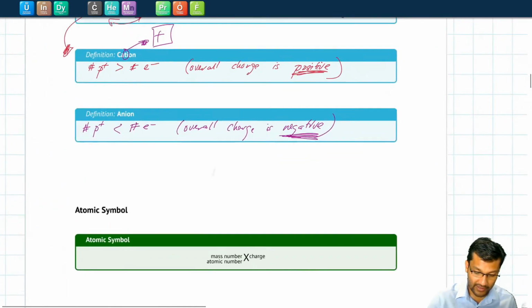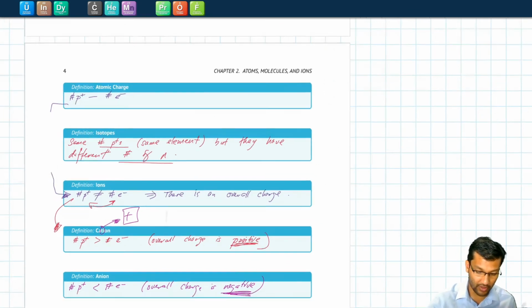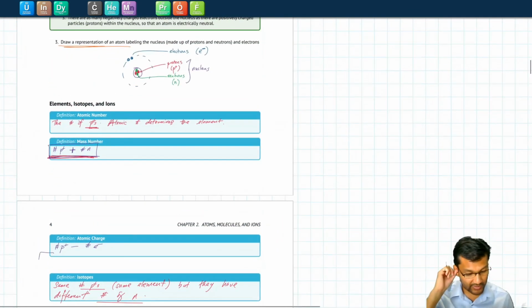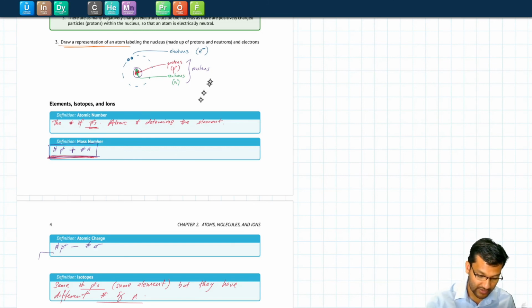All right, so this brings us to the end of this very short section on looking at the differences between elements, isotopes, ions, and atoms, and the structure of atoms.